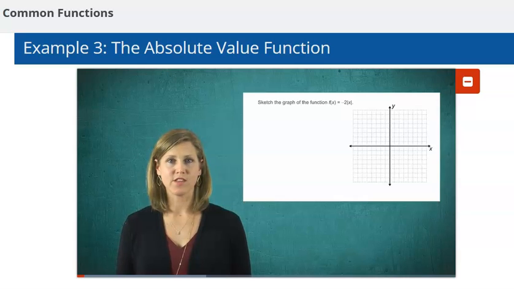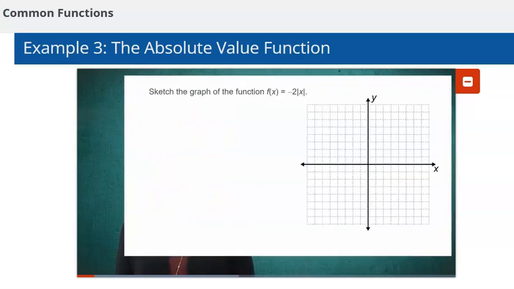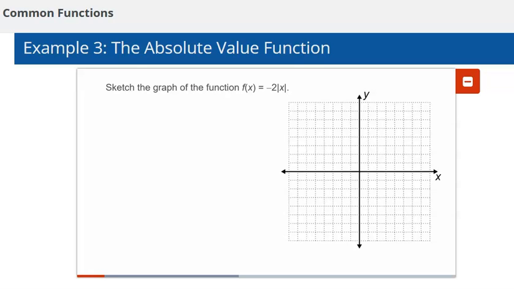Hi, in this example, we sketched the graph of an absolute value function. Sketch the graph of the function f of x equals -2 times the absolute value of x. Because of the negative, this function is the graph of the absolute value of x, reflected over the x-axis. And because it is multiplied by 2, it has been stretched vertically.